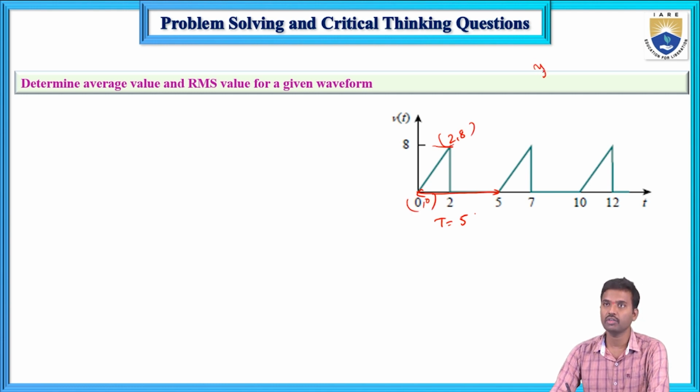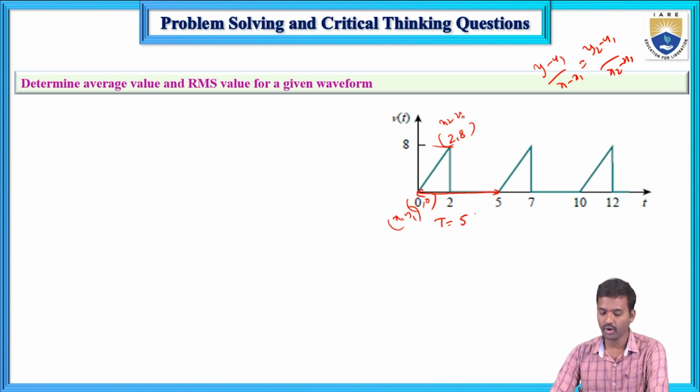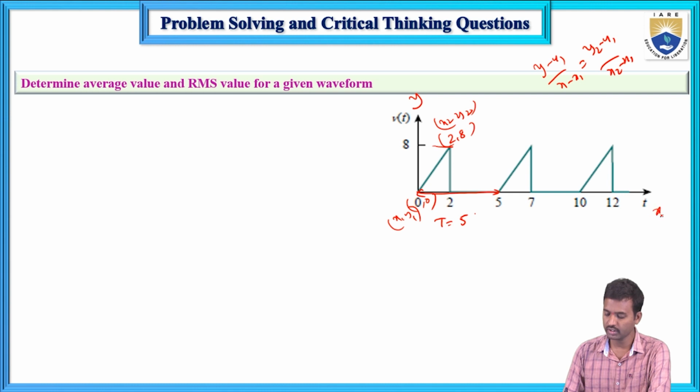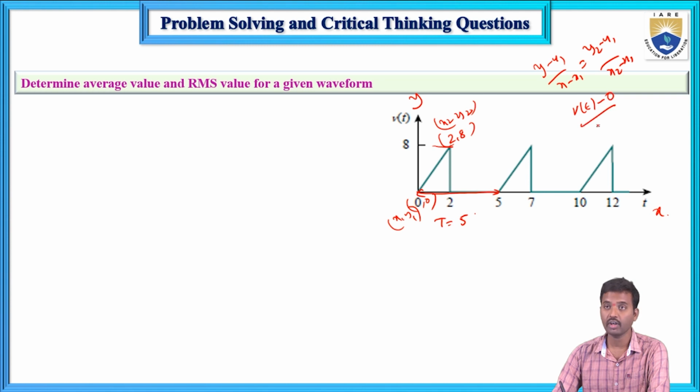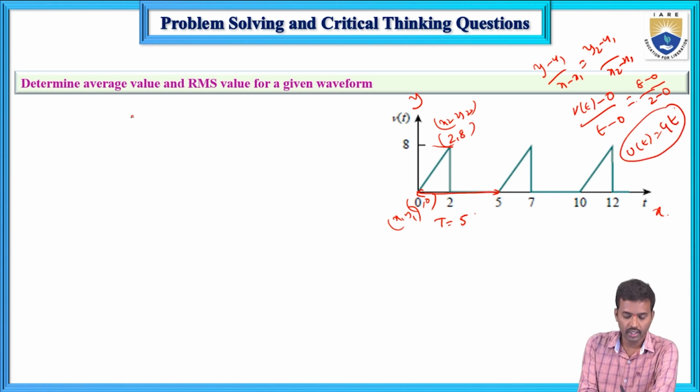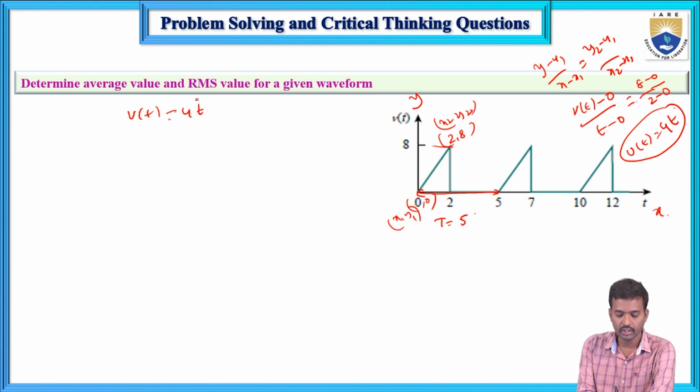So now if you write the equation, (y minus y1) divided by (x minus x1) equals (y2 minus y1) divided by (x2 minus x1). Here this one is x1, y1 and this one is x2, y2, and this one is y and this one is x. So now v of t minus 0 divided by t minus 0 equals 8 minus 0 divided by 2 minus 0, so v of t equals 4t. So here v of t equals 4t only.